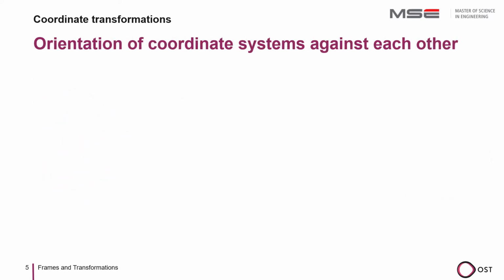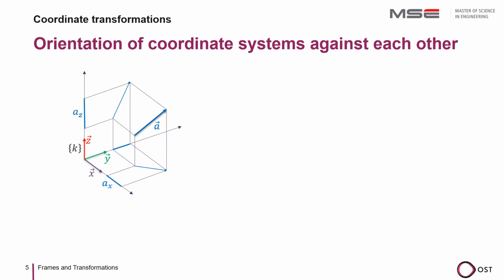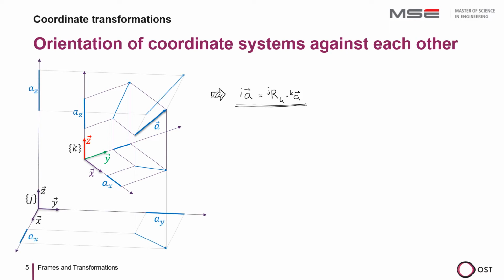How to describe the orientation of two coordinate systems to each other? In order not to burden this video with the mathematical derivation, I explain the solution here according to the sense. We have given a vector A as a component representation in the coordinate system K, and we want to determine the component of A in the coordinate system J by multiplication with an orientation matrix R.